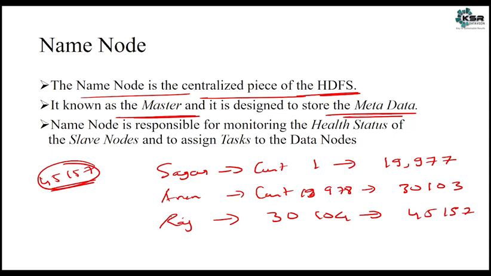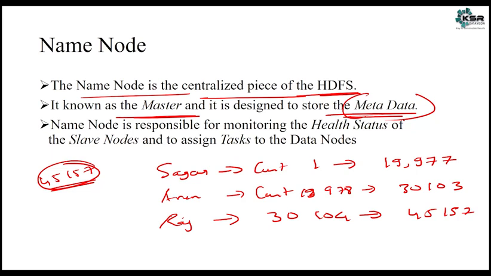I exactly know in whose system what type of customers are there, from where to where. This is called metadata. Metadata is the information about the original data. I will not have the original data, all those 45,000 customers' data. I will have the metadata. Metadata means I know which person has what type of data. So the first responsibility of Santosh is to act like a centralized piece of the entire storage system. I am known as master, and I am designed to store the metadata, the information about the original data, right?